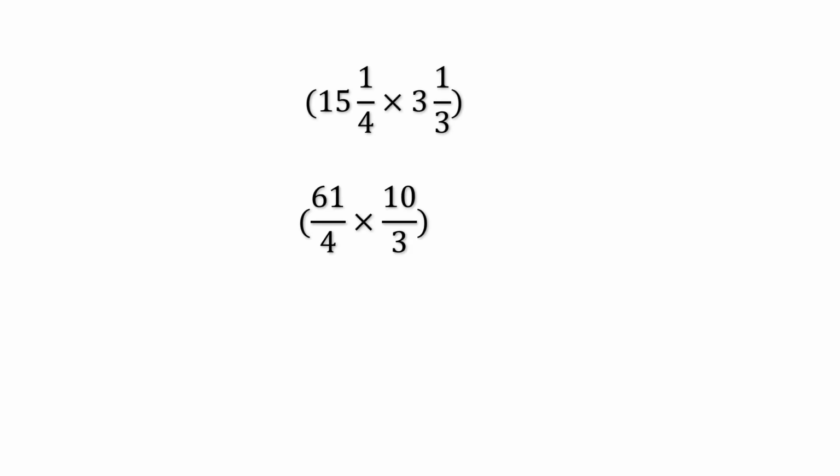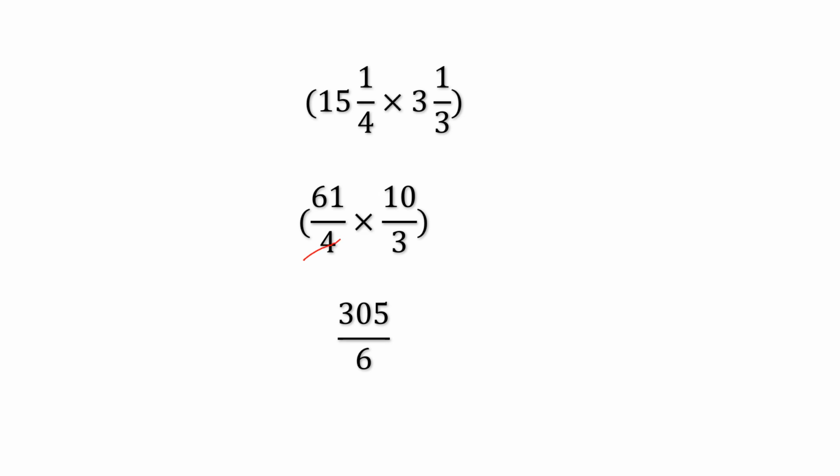It gives us 61 by 4 multiplied by 10 by 3. So 15 1/4 has been converted to 61 by 4. The mixed fraction has been changed to an improper fraction. Same for here. 3 1/3 has been converted to 10 by 3. After that, we get 305 by 6. Now, how is that possible? There will be a cancellation.